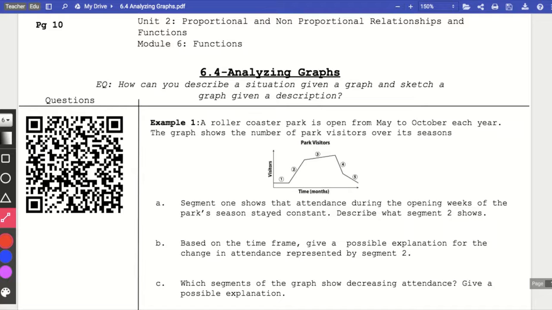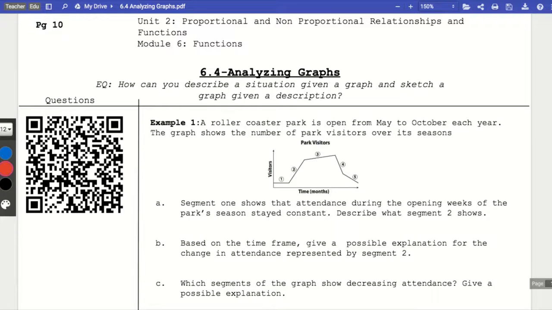Notice that segment 2 increases, right? And it increases pretty quickly. Think about this being May; this could describe summer break, right? Summer, kids are coming out for summer, so there is going to be a steep increase, right? So that's basically what we're looking at. We're looking at the graph, and based on the information that we're given, we know that this is from May to October. Well, if this is May, then this is probably June, July. Kids are getting out of school, and there's going to be a spike in park attendance.